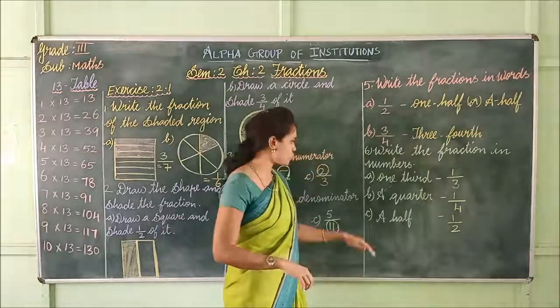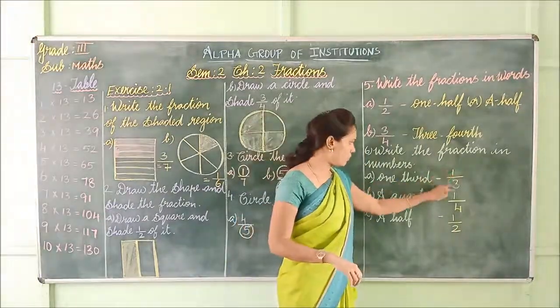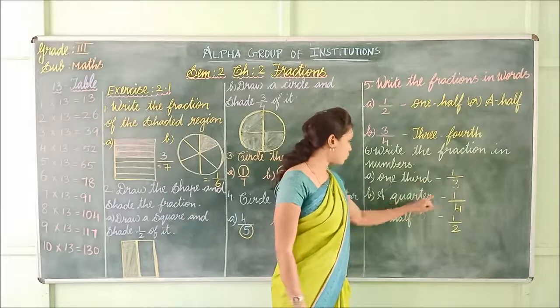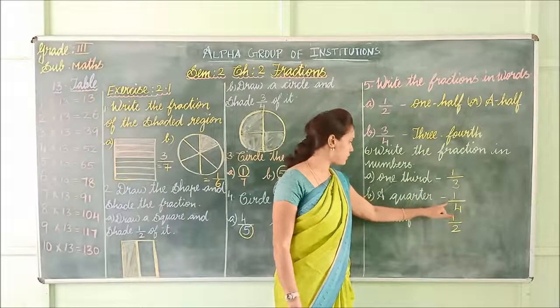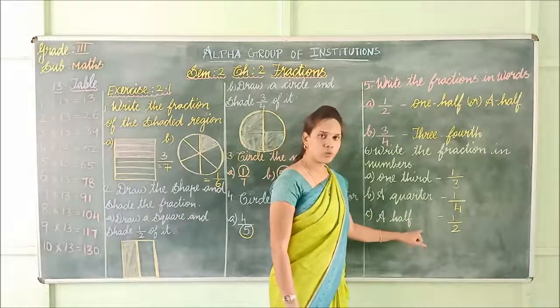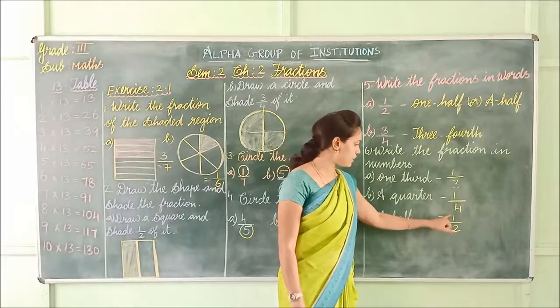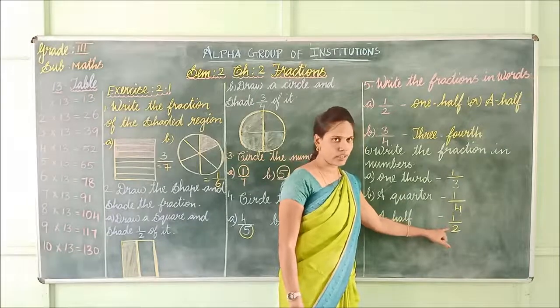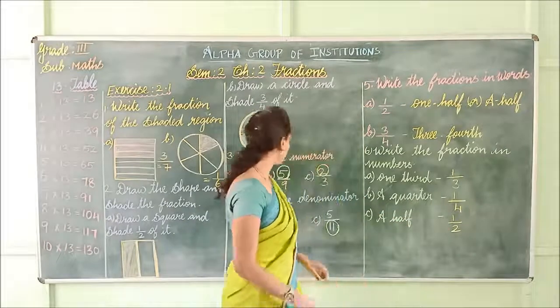Children, have you understood? See, 1/3, 1 by 3. A quarter, 1 by 4. This can also be said as 1/4. Next, a half or 1 half. This can be written as 1 by 2. Have you understood? So what we have seen today?